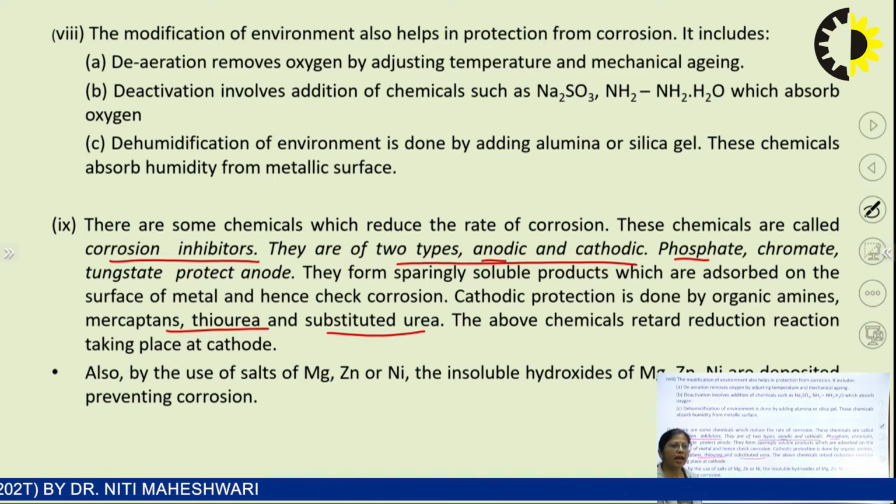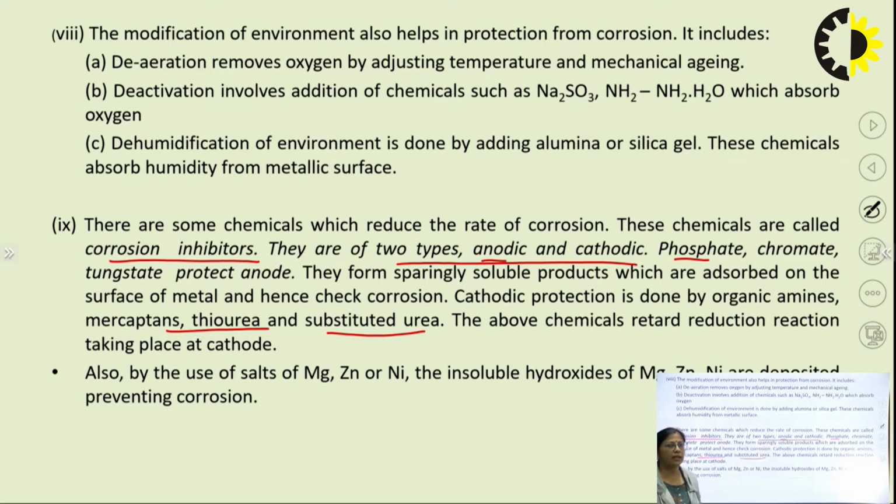They react with the ions which are formed at the anode and the cathode, resulting in the formation of a precipitate. If this is the cathode and this is the anode, the precipitates settle down on the surface of the cathode, and those which react with the ions present at the anode get adsorbed over the surface of the anode. Once they both cover the cathode and anode, obviously the rate of corrosion is going to get reduced, because the ions or the electrons are not able to flow from anode to the cathode.